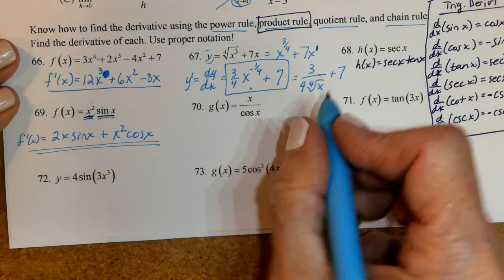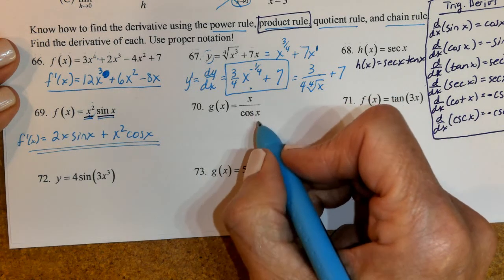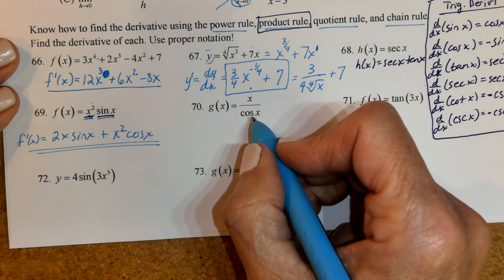Okay. For number 70, I see a quotient. So I'm going to use the quotient rule.